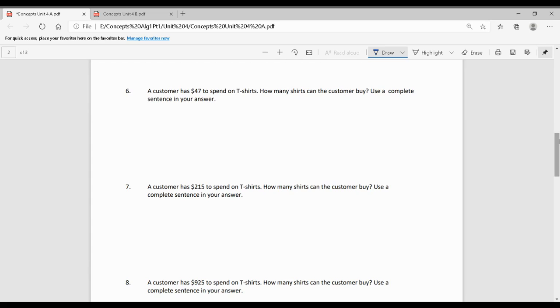So now we are on number 6. This time they're telling me a customer has $47 to spend. How many shirts can I buy? So what are we going to do here? You can just divide 47 divided by 8, and then you have to do the 15 here.